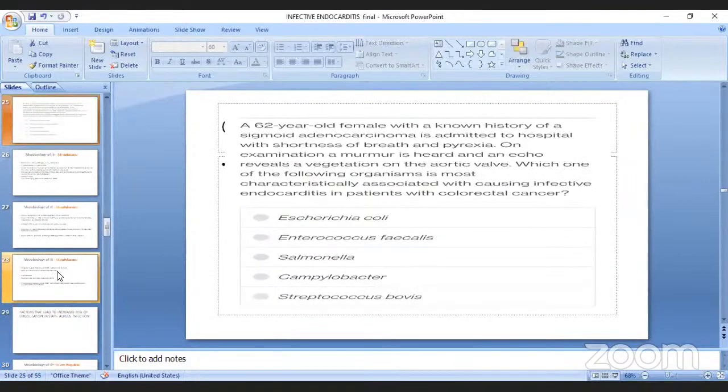Then again, I come to one question, which is a 62 year old female with a known history of sigmoid adenocarcinoma. See, this is what makes your answers. If you know this, your answer is made. She is admitted to hospital with shortness of breath and pyrexia. On examination, a murmur is heard, and an echo reveals a vegetation on the aortic valve. Which one of the following organisms is most characteristically associated with causing infective endocarditis in patients with colorectal cancer? Simple. And you know the answer, it is your Streptococcus bovis. Don't ever say it can be E. coli also. Why not? It can be anything, but they are asking which is most characteristically associated with, then it is your Streptococcus bovis.